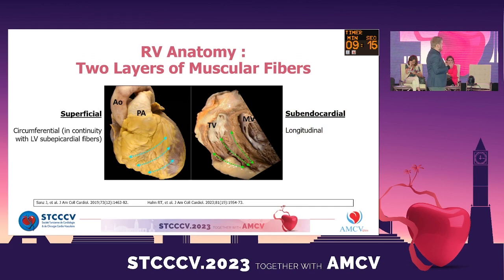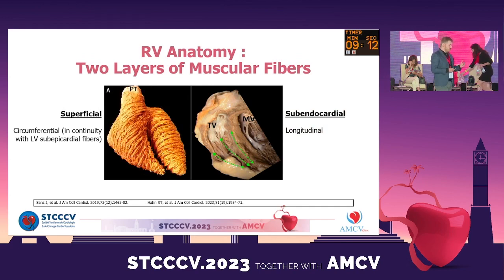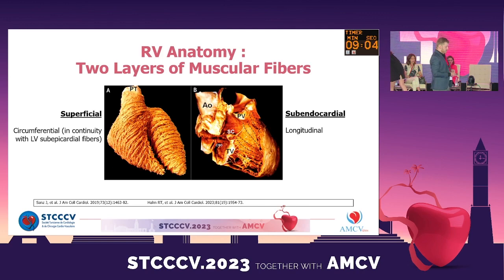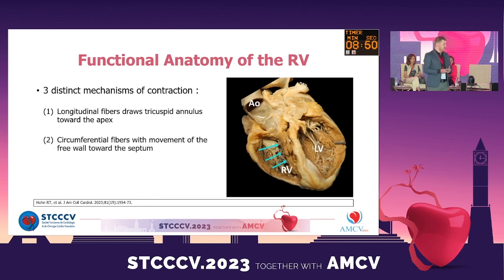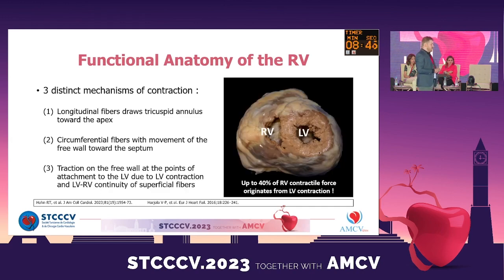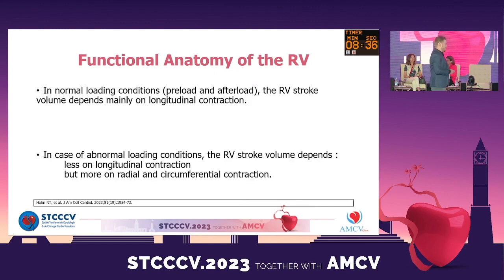There are also two layers of muscular fibers: the superficial ones that run circumferential, and the subendocardial ones that run longitudinal. There are also three distinct mechanisms of contraction. The first is the longitudinal fibers that draw the tricuspid annulus towards the apex. The second is the circumferential fibers that move the free wall towards the septum. And the last, but not the least, there's also a traction of the free wall by the LV-RV continuity, and it generates a significant amount of the contraction.